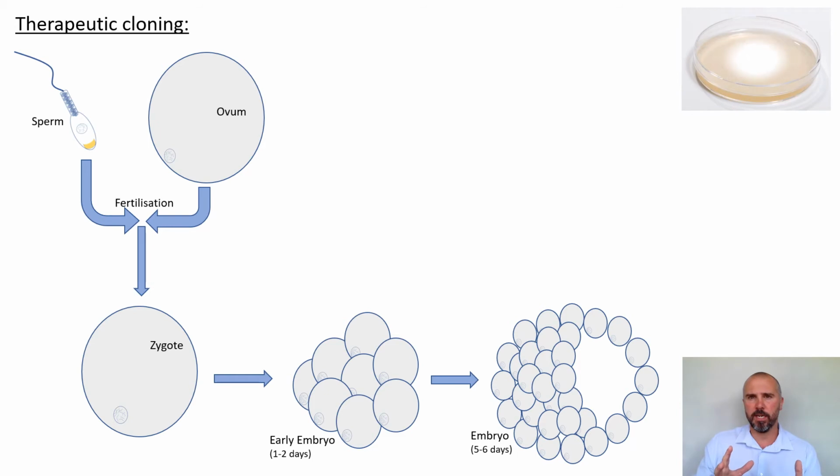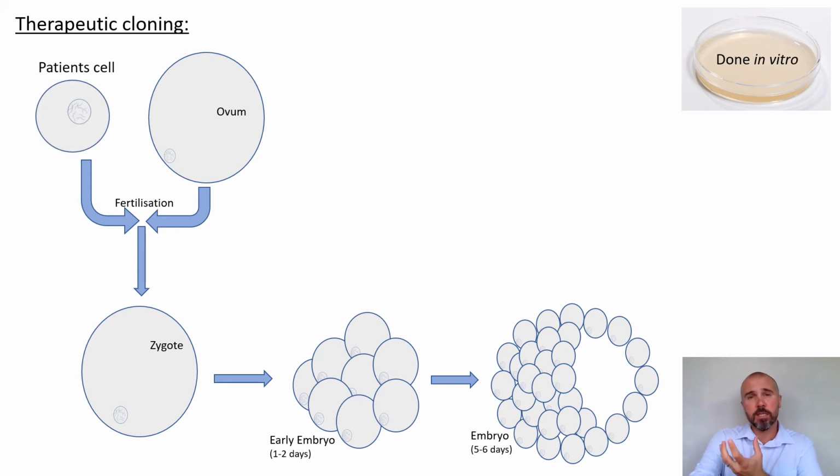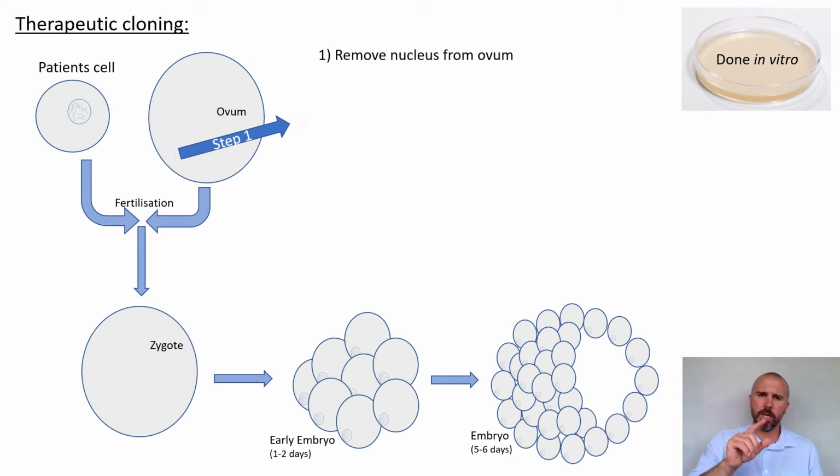This, of course, has to be done outside of the body. So again, it's in vitro. It's done in a Petri dish or something. But what we've got, instead of that sperm over there, I'm going to replace that with the patient's cell. So the patient, me, okay, you can take one of my cells, and of course, one of my cells contains one of my nuclei, and the nucleus contains 100% of my genetic information. Now, what I need to do, step one, I need to remove the nucleus from the ovum, because I don't want that 50% nucleus from the woman who donated that ovum.